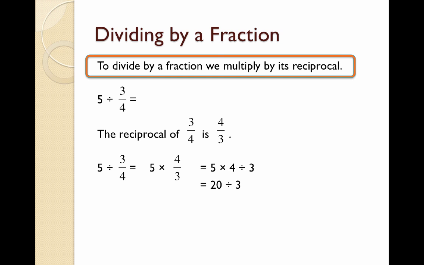And 20 divided by 3, how many 3s are there in 20? Well, 3 goes into 20 6 times, because 6 3s are 18, and there are 2/3 left over. So 20 divided by 3 is 6 2/3. 5 divided by 3/4 is 6 2/3, and you can check that on a calculator.